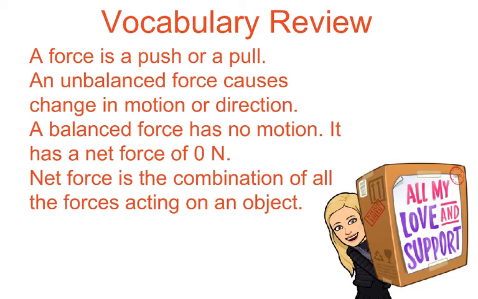An unbalanced force causes change in motion or direction. And a balanced force has no motion. It has a net force of 0, usually, or it's in constant motion at the same velocity. Net force is the combination of all the forces acting upon an object. And we label net force in newtons. So let's look at some examples on how to calculate net force.